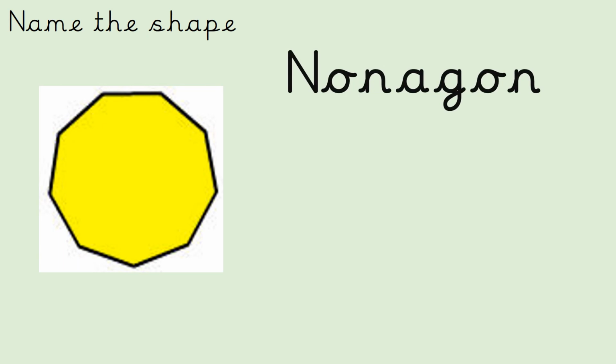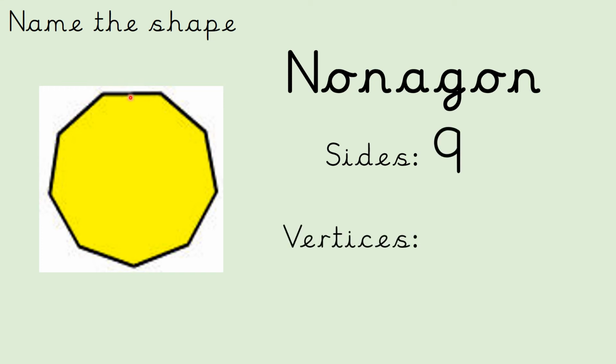What shape is this? It's a nonagon. How many sides do you think is on a nonagon? Let's count them. 1, 2, 3, 4, 5, 6, 7, 8, 9. 9 sides. How many vertices are there on a nonagon? 1, 2, 3, 4, 5, 6, 7, 8, 9. There are 9 vertices on a nonagon. Great job. We're about to look at our last shape. Can you guess what shape it is?